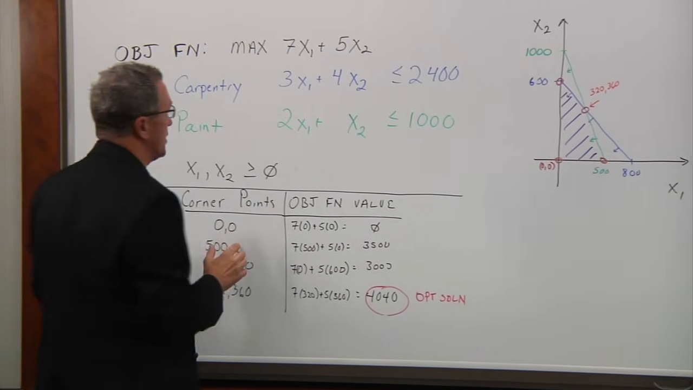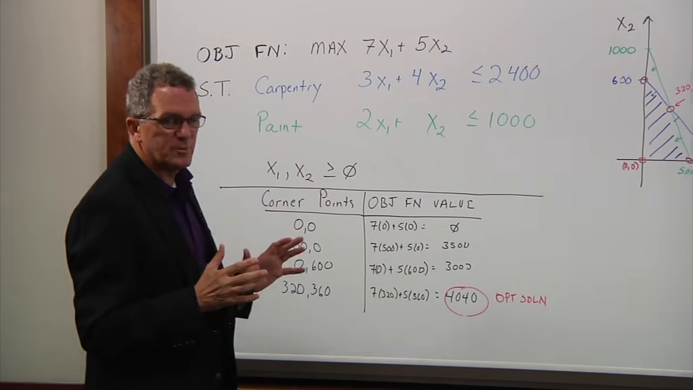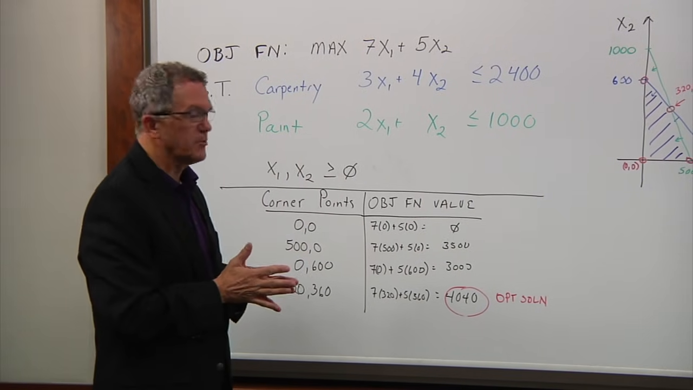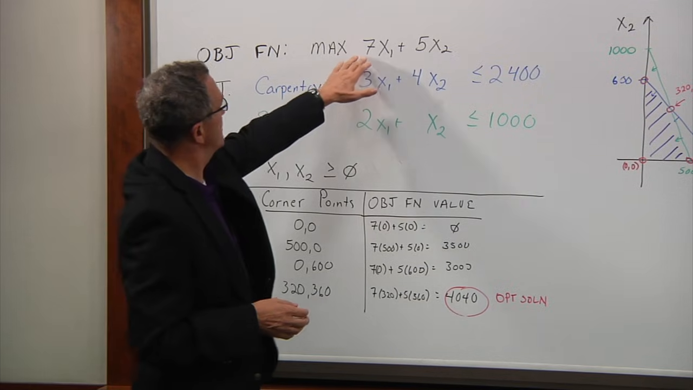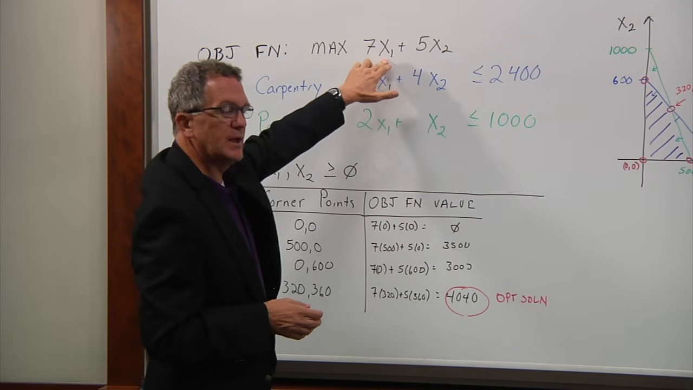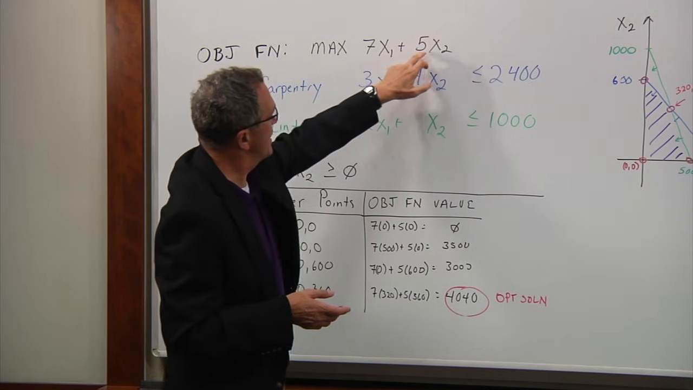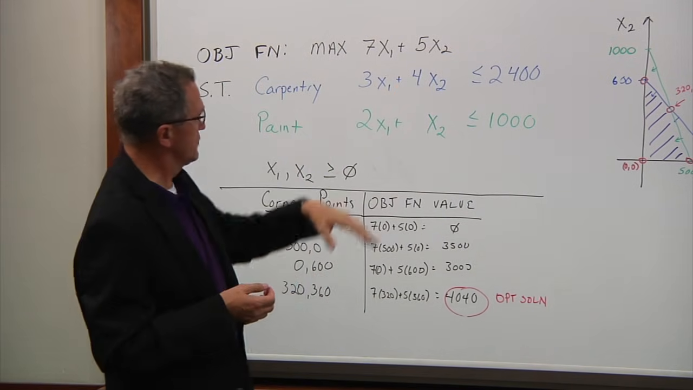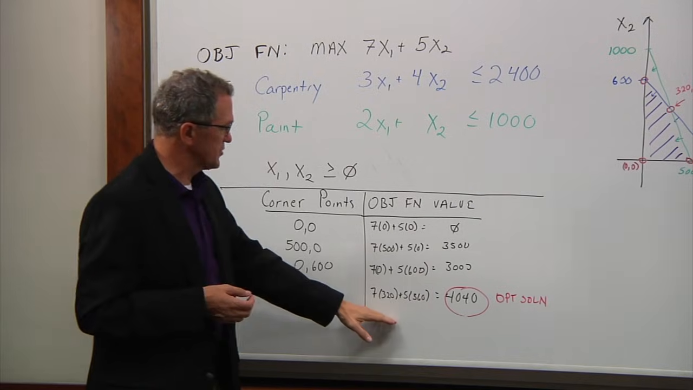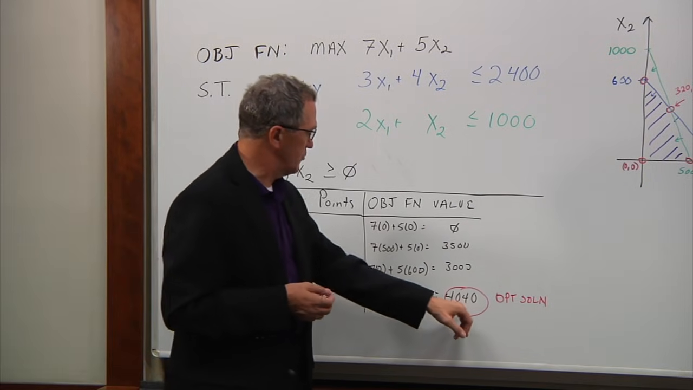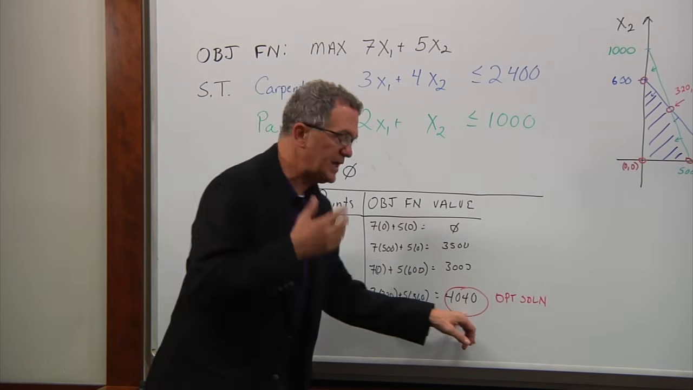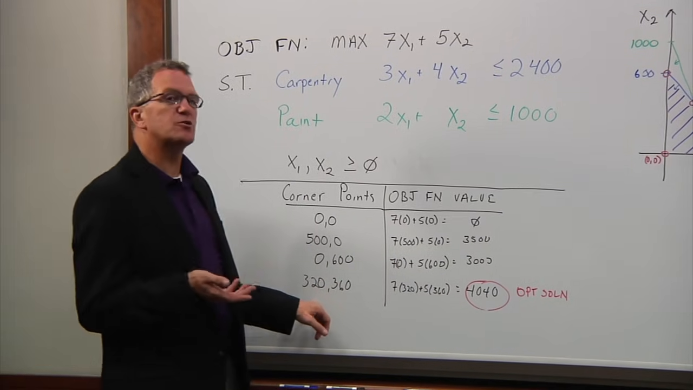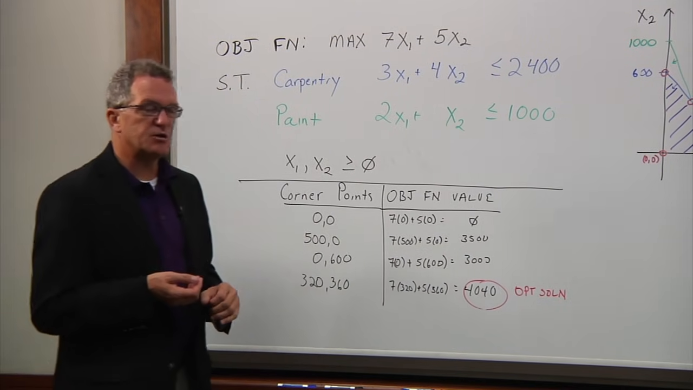Remember our problem, we're trying to figure out what the proper mixture of tables and chairs is for our operation. We know that we make $7 for every table, x1 is the number of tables, and $5 for every chair, x2 is the number of chairs. We went through and solved it. We found out that our optimal solution was $4,040 was the most we could make, and we made that if we made 320 tables and 360 chairs.